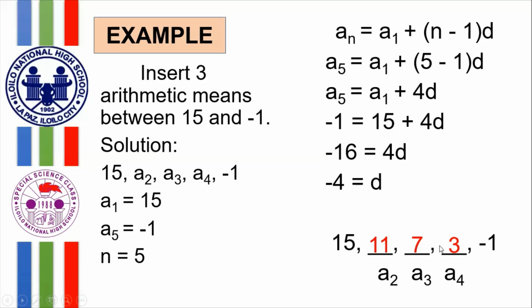11, 7, and 3, these three terms will make this an arithmetic sequence as well, particularly a finite arithmetic sequence. So the three arithmetic means are 11, 7, and 3. Note, since the arithmetic means are the ones being asked, your answer should only be 11, 7, and 3. Do not include 15 and negative 1 anymore. I hope it's clear.